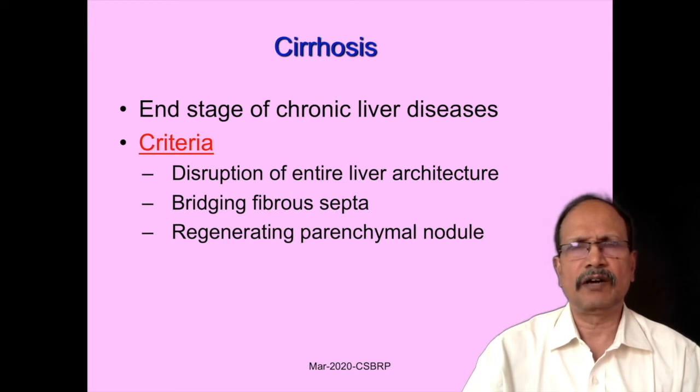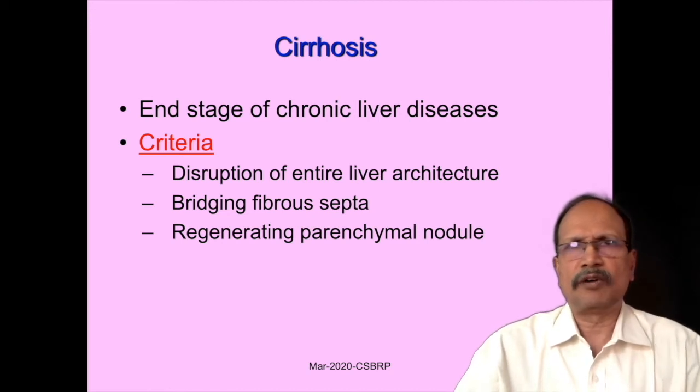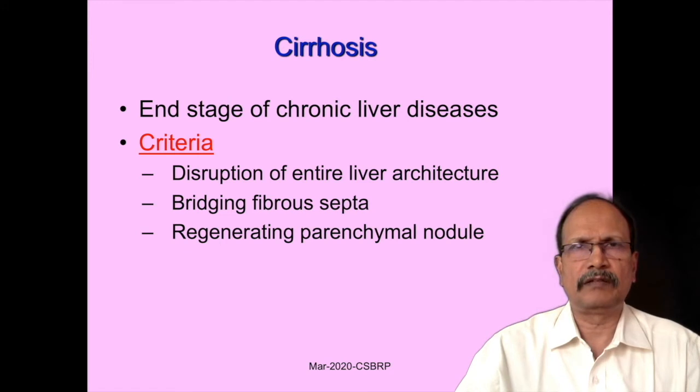So the architecture loss is represented by, say for example, in a normal liver, you'll have a liver lobule, wherein at the periphery of the liver lobule there are portal triads. At the center of the liver lobule there is a central vein and hepatic cords radiating from these two structures. And this is a normal liver structure that can be appreciated histologically.